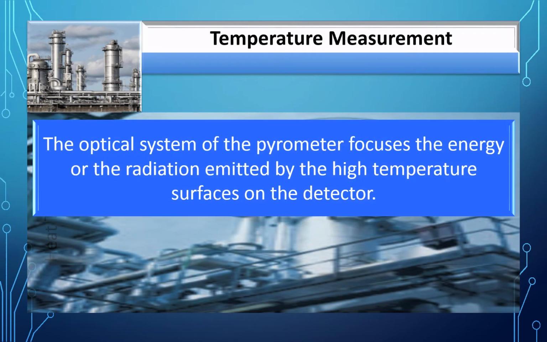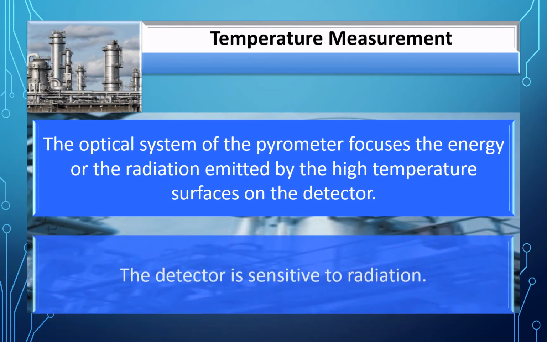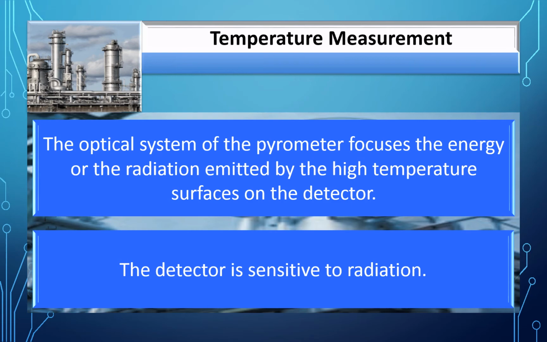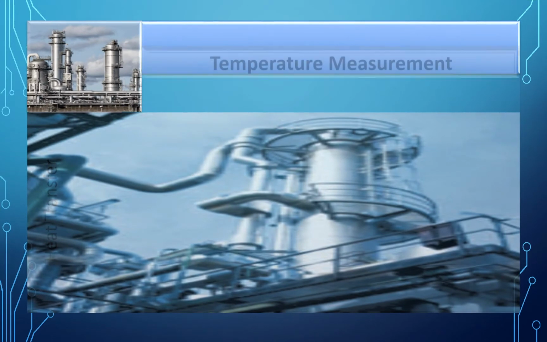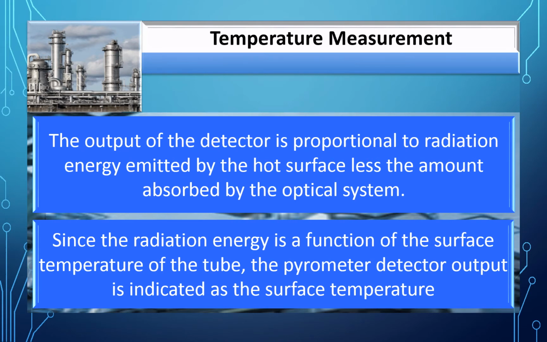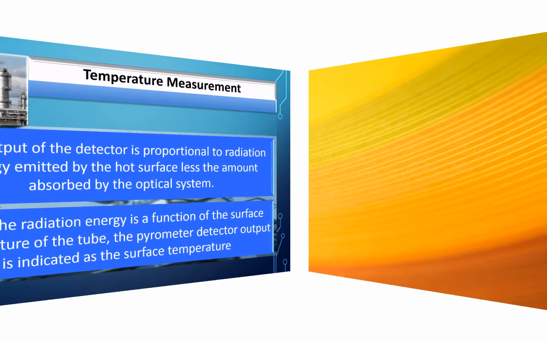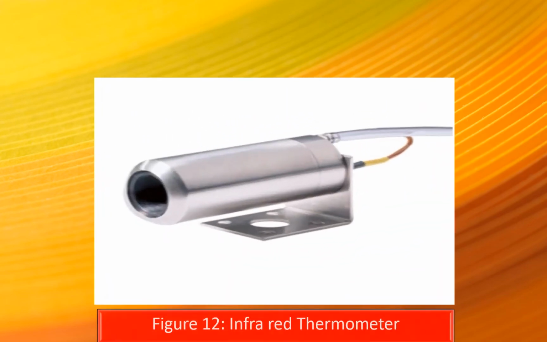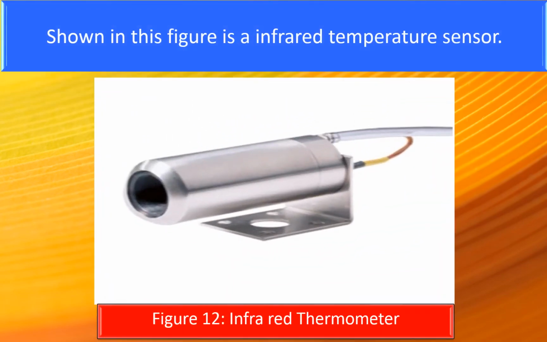The optical system of the pyrometer focuses the energy or the radiation emitted by the high temperature surfaces on the detector. The detector is sensitive to radiation. The output of the detector is proportional to the radiation energy emitted by the hot surface less the amount absorbed by the optical system. Since the radiation energy is a function of the surface temperature of the tube, the pyrometer detector output is indicated as surface temperature. Shown in this figure is an infrared temperature sensor.